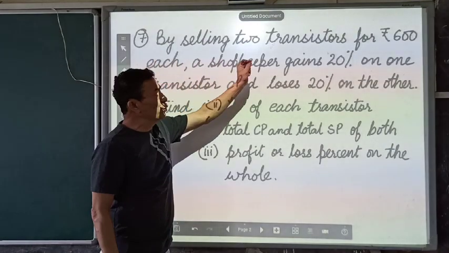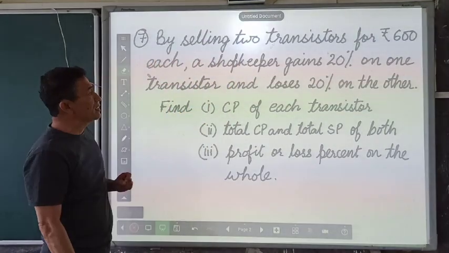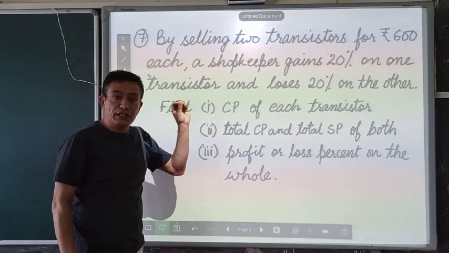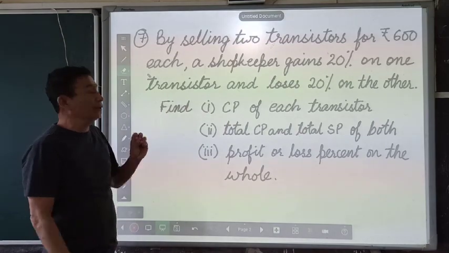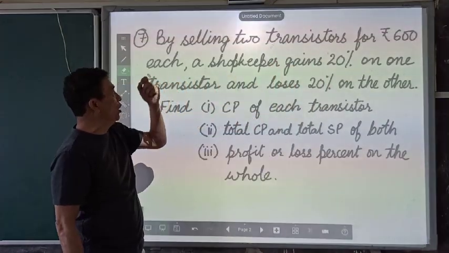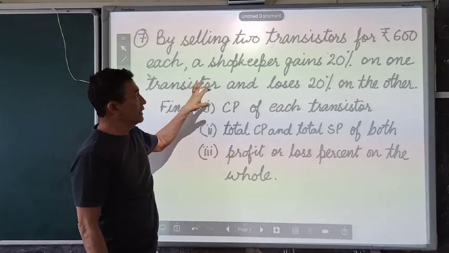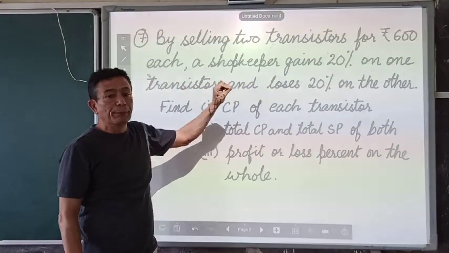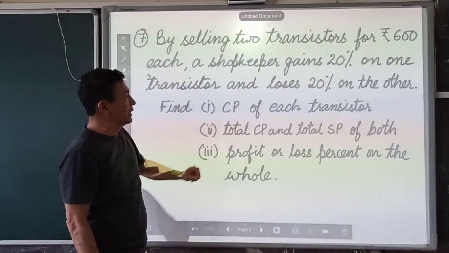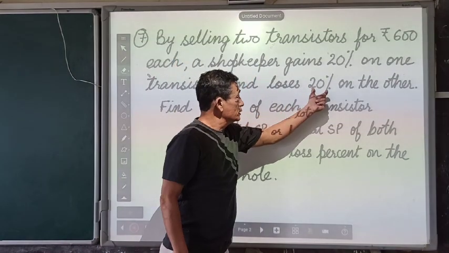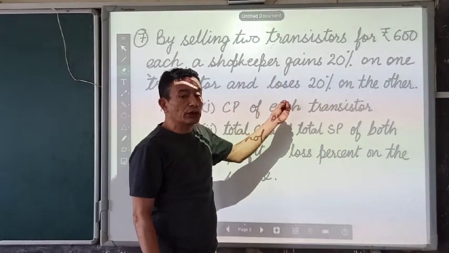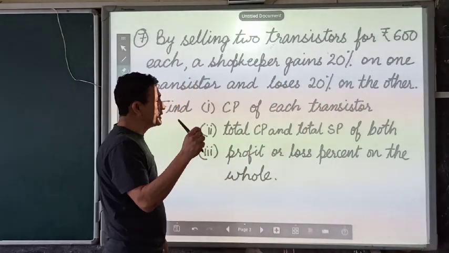By selling 2 transistors for rupees 600 each. So the selling price of each transistor is 600 rupees. A shopkeeper gains 20% on one transistor. So there is a profit of 20% on the first when he's selling it for 600 rupees. And loses 20% on the other. So there is a loss of 20% in the second one.